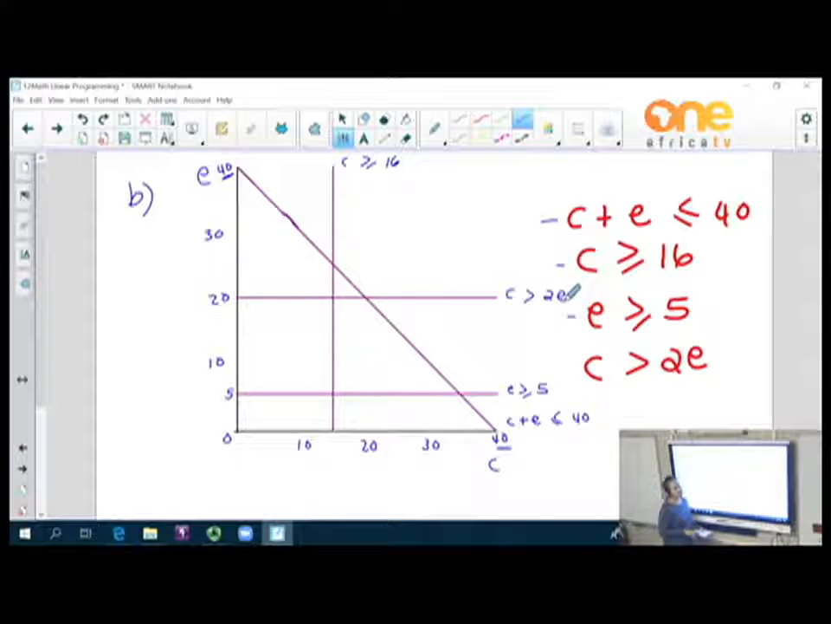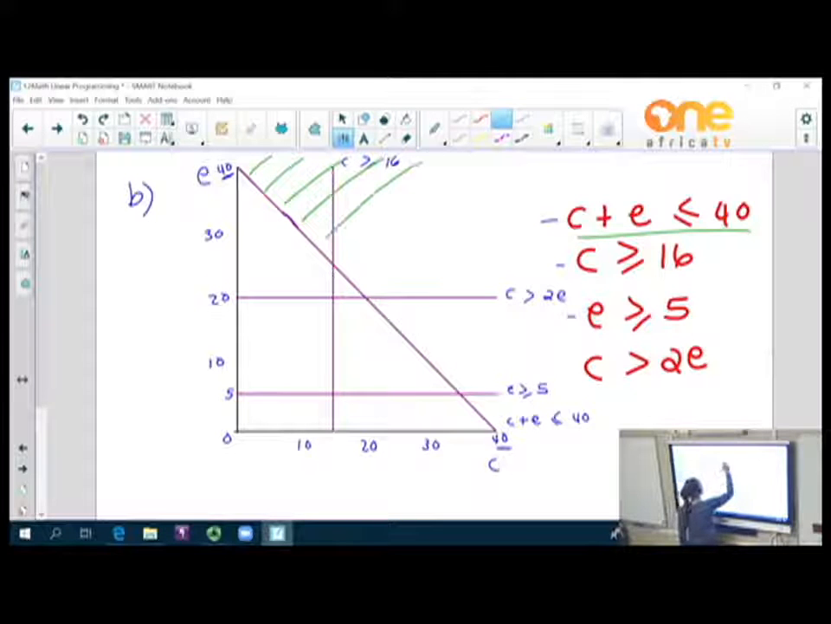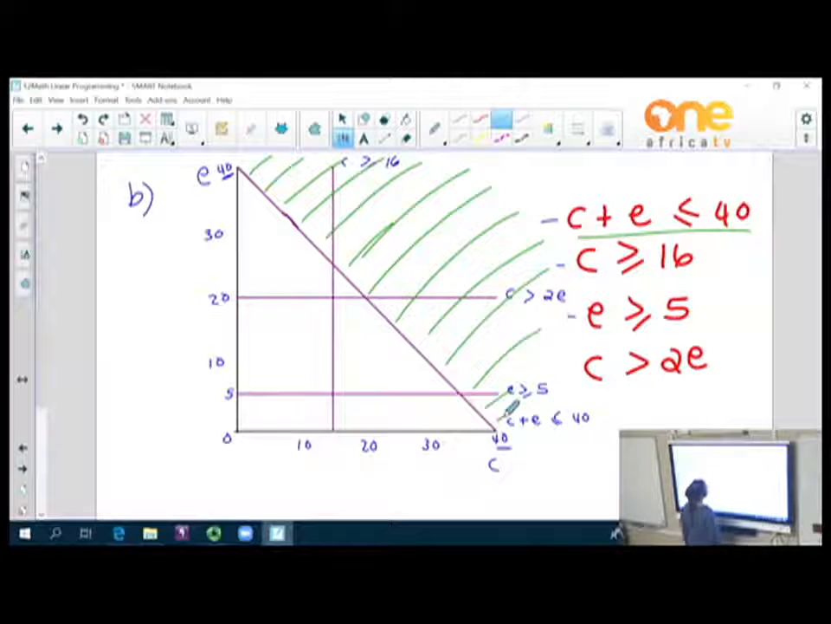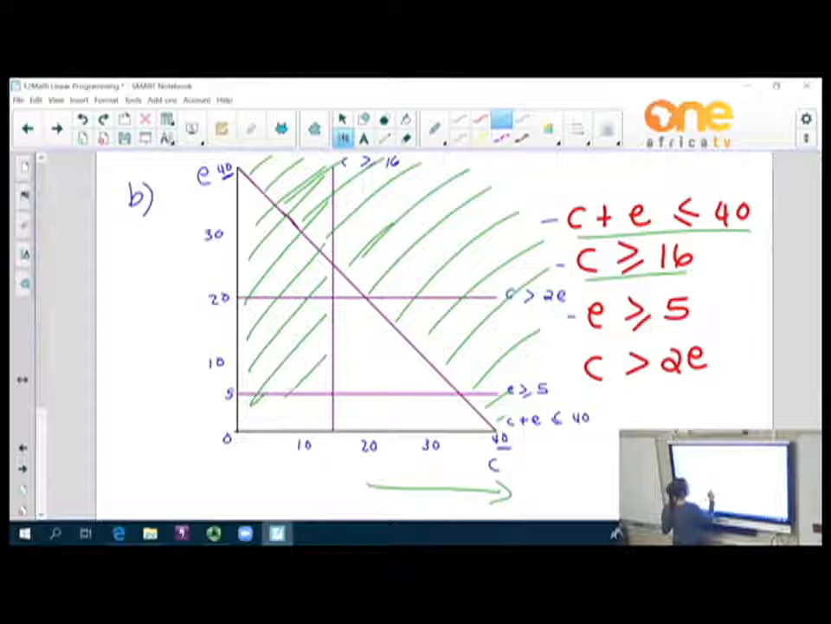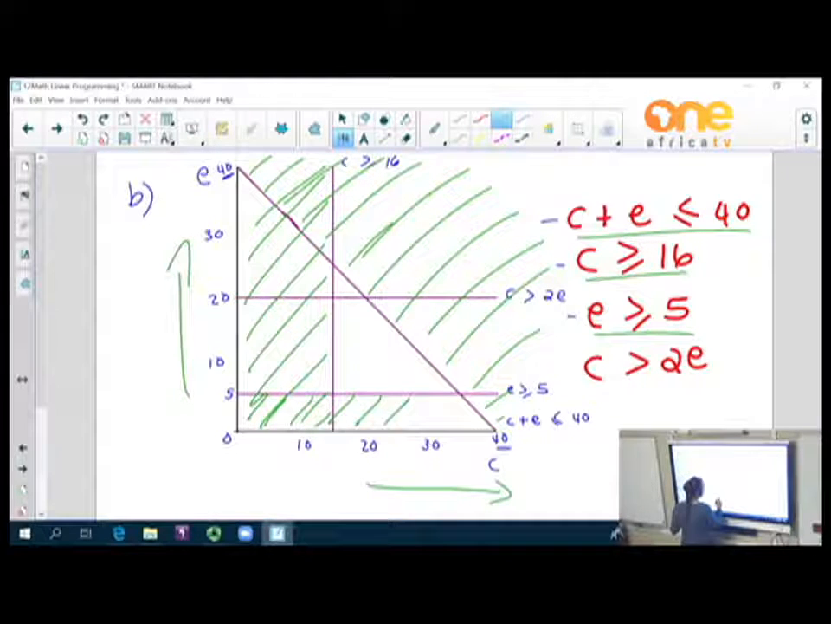Then we need to shade the unwanted regions. So C plus E is less than or equal to 40, which means it cannot be more than 40. So it is this part. Then C is more than or equal to 16, so more than is to that side. So it cannot be this part because C cannot be less than 16. Then we have E is more than or equal to 5. More than is to that side, so it cannot be this part.